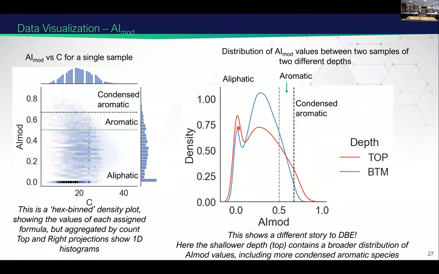And you see that the top does have slightly more features with the lowest aromaticity, which is what we would have expected from DBE analysis. But the top also has more species in the extremes of aromaticity. And so there's a different interpretation from this than you would have got from the DBE analysis alone.